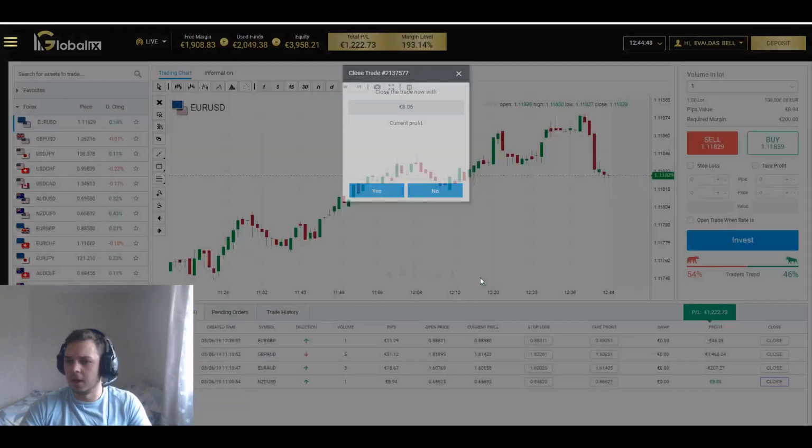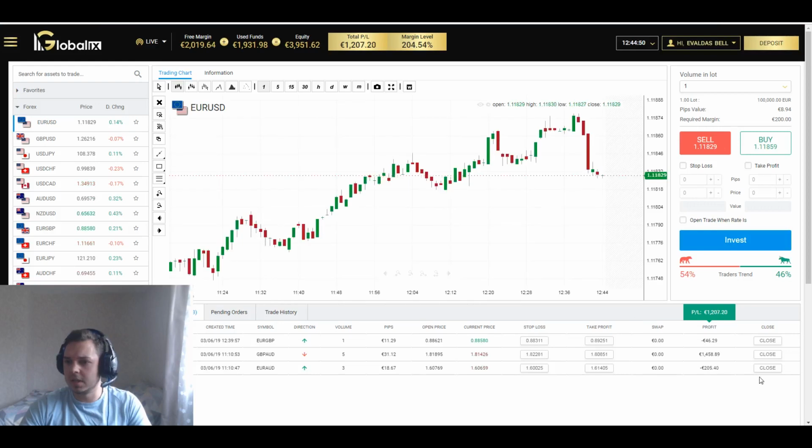Maybe on the platform, let's just close these two trades off now. I'll just leave, yeah, let's just close this. I believe in this trade, Euro AUD, that something's gonna happen with this. I'll just leave it. Maybe let's just place a few more trades.